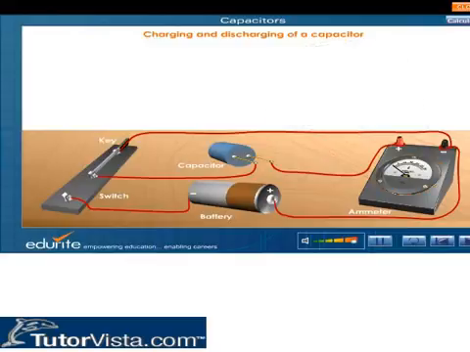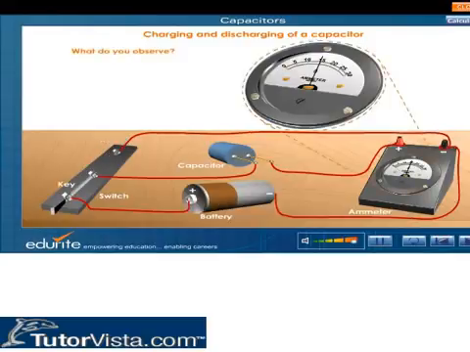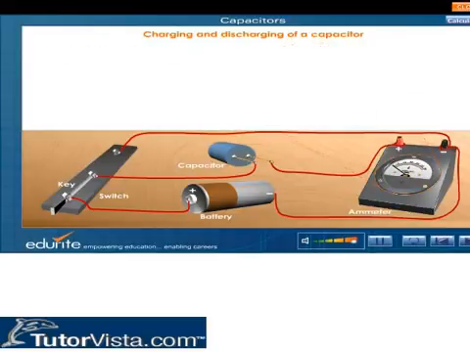The rate of flow of charges is measured by connecting the positive terminal of the battery to the negative terminal of the ammeter and the negative terminal to the positive terminal of the ammeter. What do you observe? We observe that the ammeter reading is decreasing to 0. This indicates that the capacitor is getting discharged. The ammeter gives the measure of charges in the reverse direction.